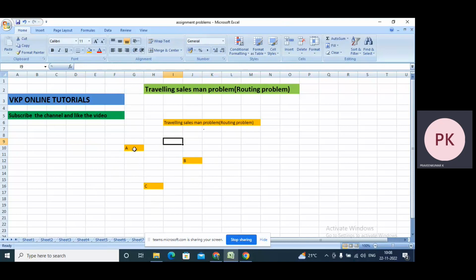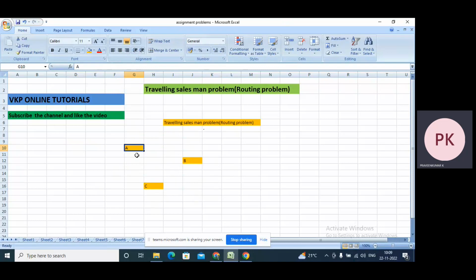For example, in this case, a traveling salesman has to visit from A to B, then B to C. Then again, he will come back to his original position, that is the home position, city A. Or another option is that the traveling salesman visits from A to C, then C to B, then again B to A. Again, he will reach his origin or home position. So these problems are known as traveling salesman problems.